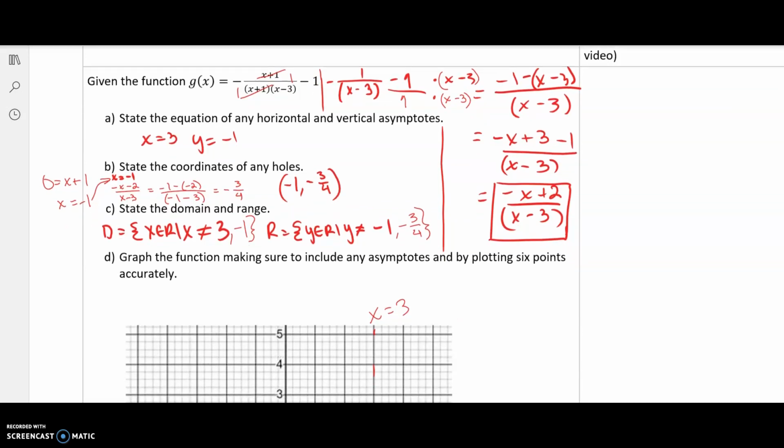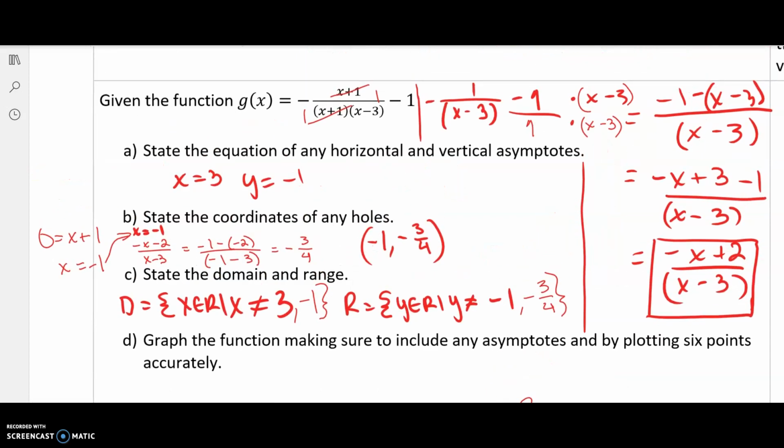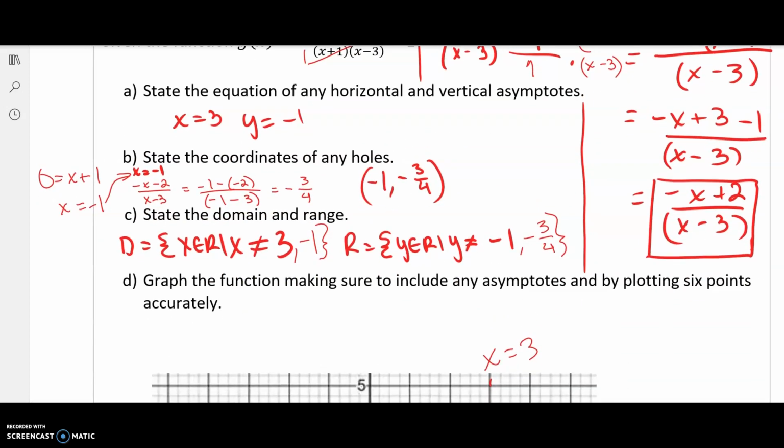So then it asks to state the coordinates of any holes. Firstly, we're going to use this equation, x plus 1, because that is the equation that we crossed out. We're going to make it equal to 0 and solve for x. So x is equal to negative 1. And then we're going to plug negative 1 into the final equation that we got, which is negative x minus 2 over x minus 3. And we're just going to solve for that by plugging in negative 1, and we're going to get negative 3 over 4. So the coordinate of the hole is going to be negative 1 and negative 3 over 4.